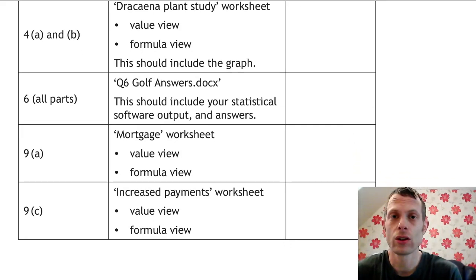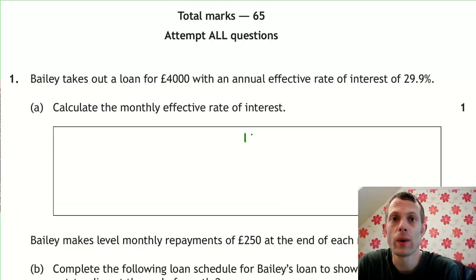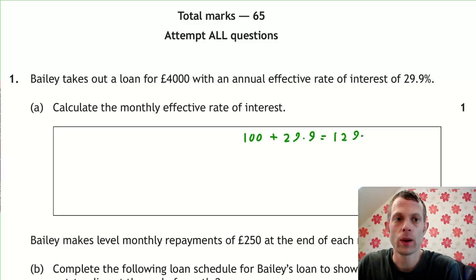So now let's look at question 1. The first question is one to do with interest rates and loan repayments. So we start by changing the annual effective rate into a monthly effective rate. We will do this by getting the interest multiplier for the 29.9% increase by adding 100 and getting 129.9%, then dividing by 100, which means the decimal point moves over 2 places.